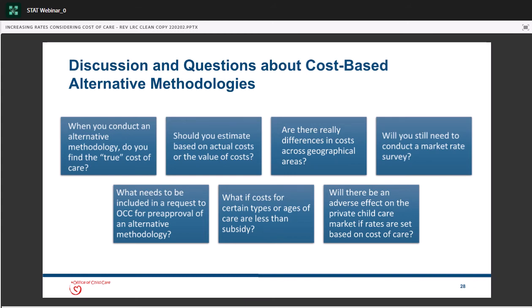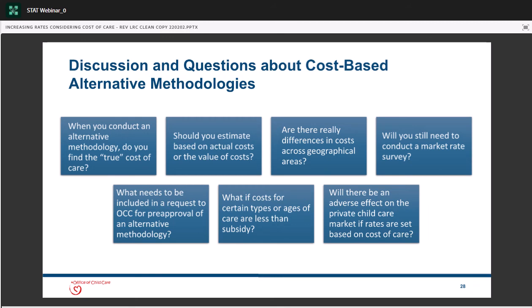What if, for heaven's sakes, I find that certain types of ages or care are less than subsidy? Lead agencies who indicate they plan to base their rates on cost of care may be surprised to find, in some cases, that for certain populations, cost of care may be less than the subsidy being paid. One example I often hear cited is some providers make money on school-age care because of the allowable higher ratios. Therefore, the cost of care may actually be less than the subsidy payment. You will want to be prepared to address how you will adjust or not subsidy rates in this situation.